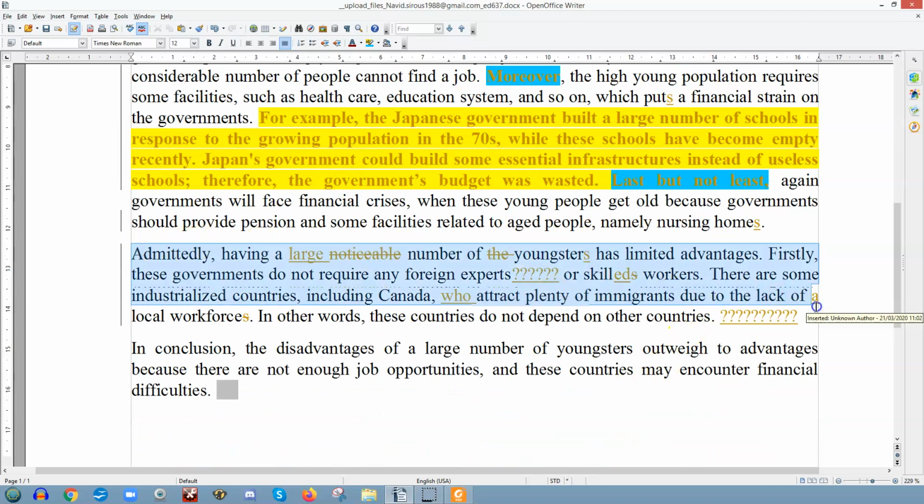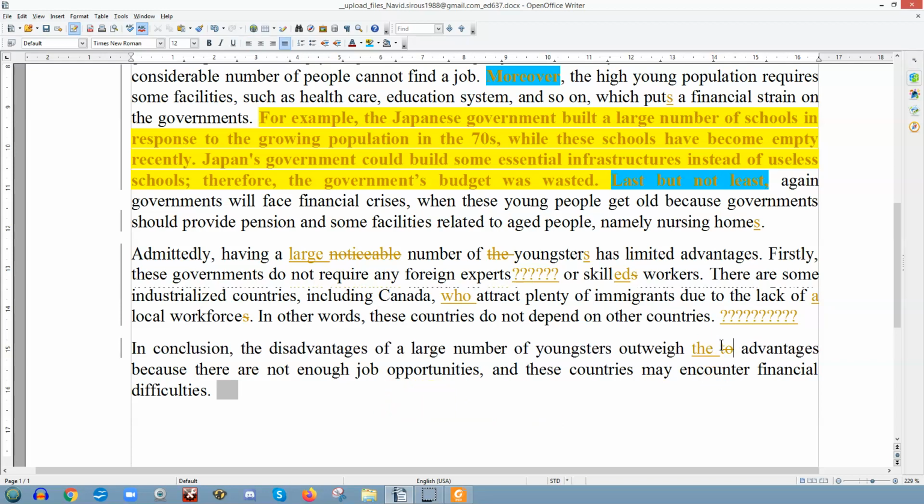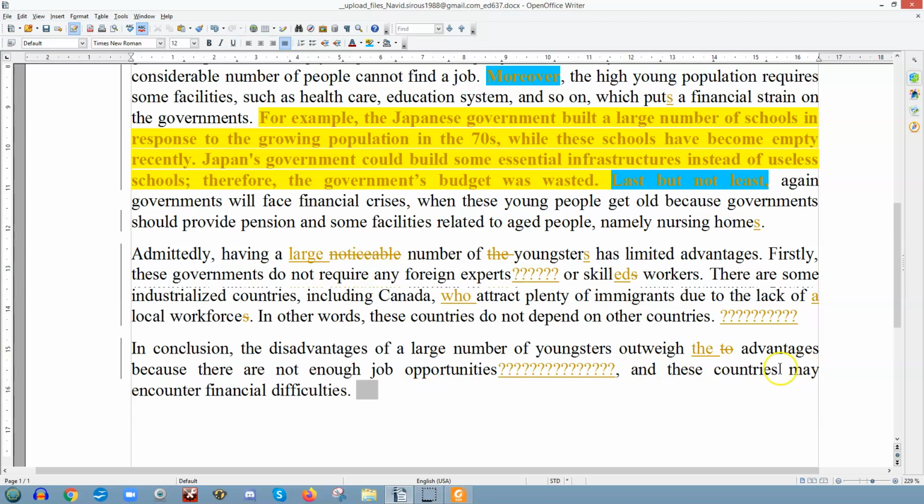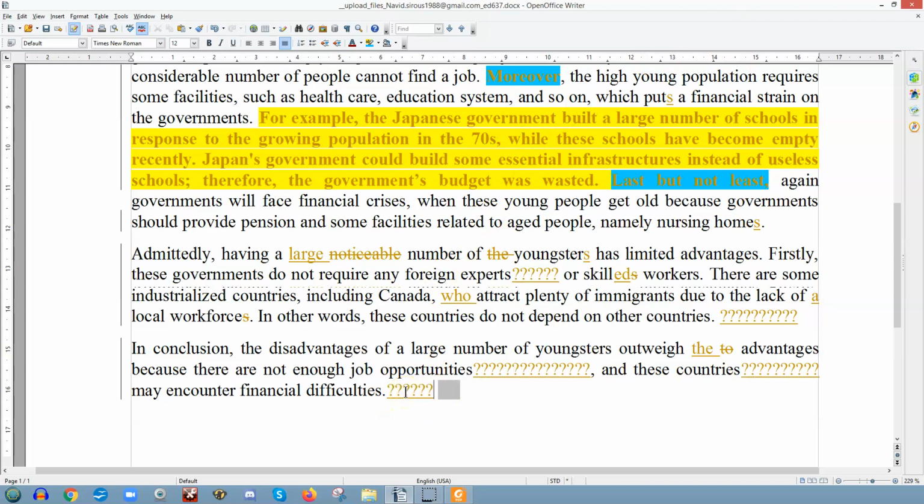So, what does this have to do with that? What does this have to do with that? Nothing that I can see. In conclusion, the disadvantages of a large number of youngsters outweigh the advantages because there are not enough job opportunities. Who says so? What jobs? What countries? And these countries, who, where, why, what, when, may encounter financial difficulties. How? Because of what? Because of how?